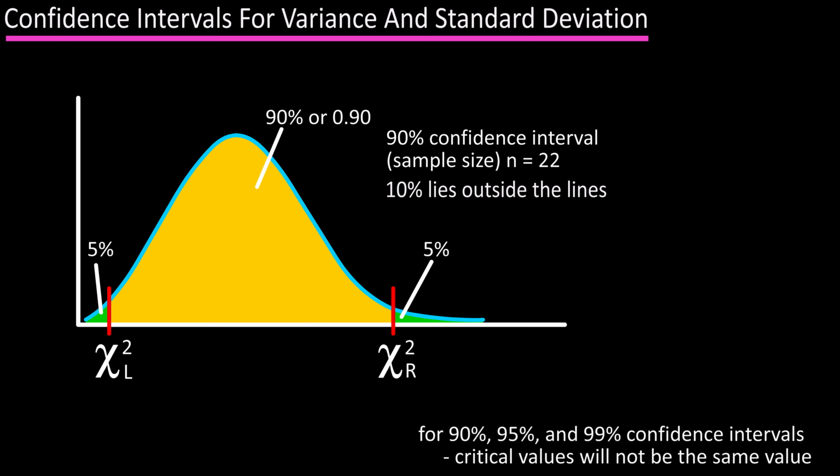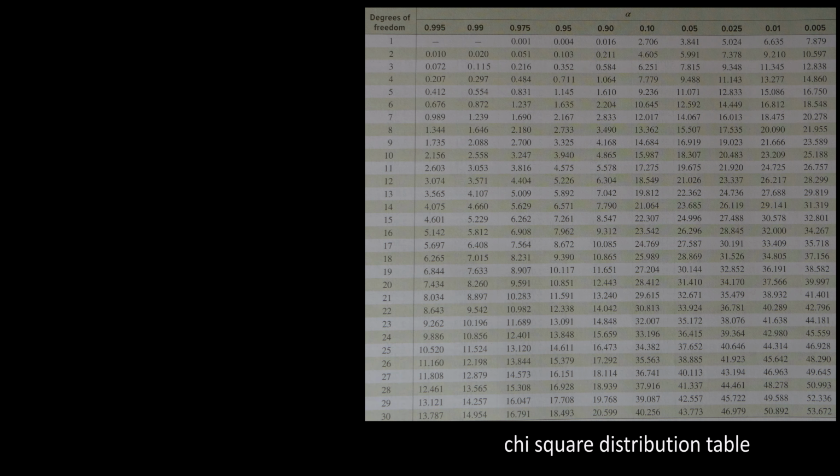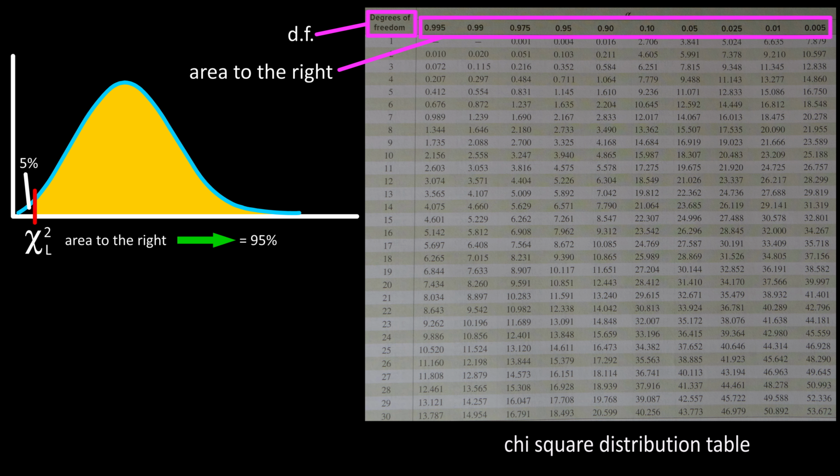So we have 5% under the curve to the left of chi-square left, and 5% under the curve to the right of chi-square right. Now we need to use a chi-square distribution table to find these critical values. This table is based on the degrees of freedom and an area or percentage to the right of a chi-square value. So to find the value of chi-square left, we need to know the total area to the right of that value. And in our graph, we have 5% to the left. So 100% minus 5% gives us a total area of 95% to the right of the value. Since our sample size is 22, n-1, 22 minus 1 equals 21 for the degrees of freedom.